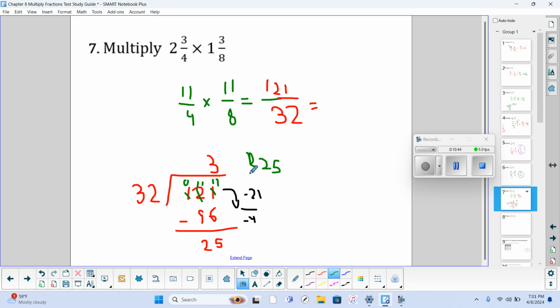I apologize for my handwriting. I'm using my mouse, not my stylus. 3 with a remainder. Ugh, that is ugly. 3 remainder 25. What does that mean here? Answer is 3 and 25 over 32. All right. This had some big numbers and lots of steps. I get it.